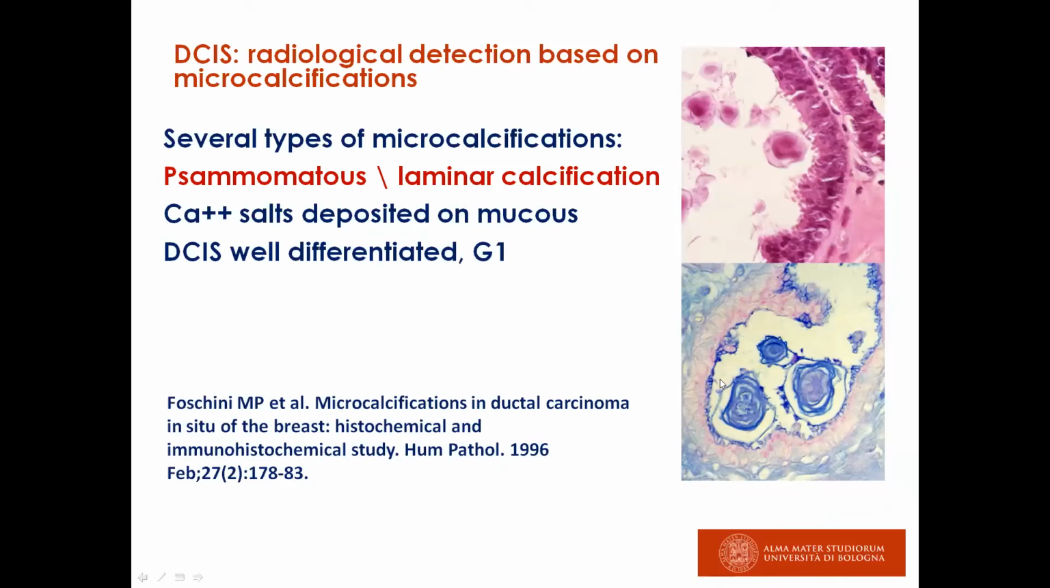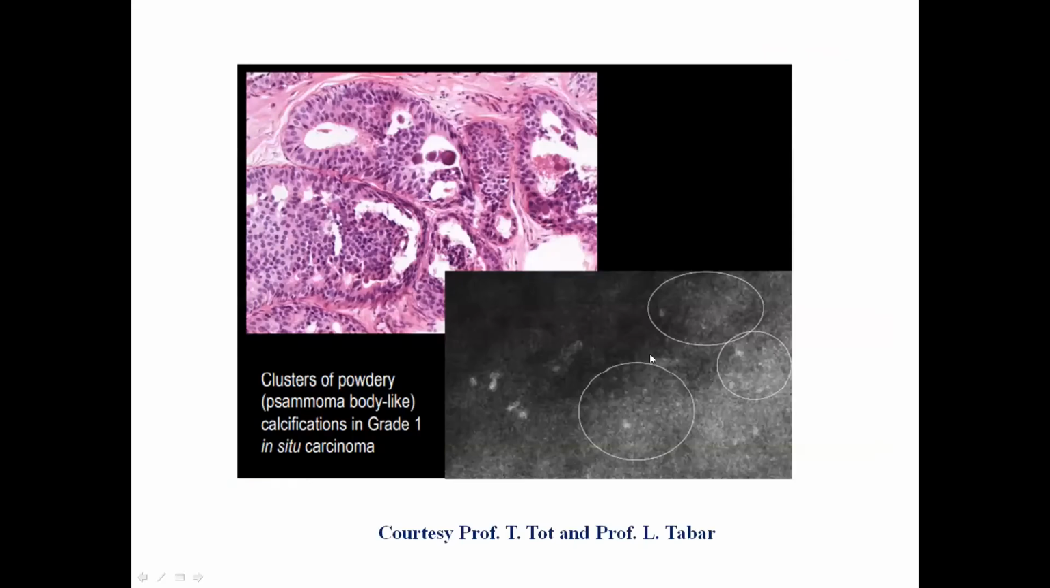Of course, these very tiny calcifications can be detected on mammography. In the mammograms, you can see these very, very tiny deposits, these very tiny halos, and on histology, they correspond to those small calcifications. This is the sign that the radiologists see on mammograms, indicating in situ carcinoma of low grade.